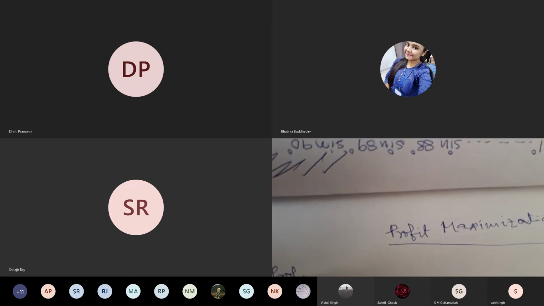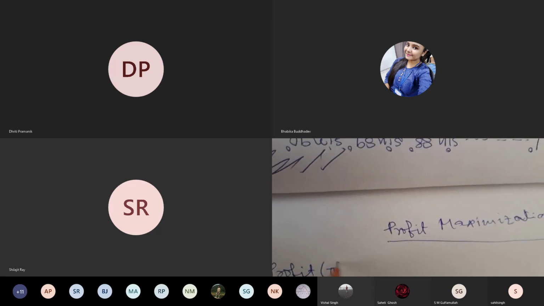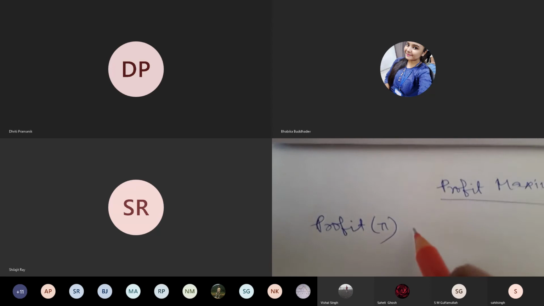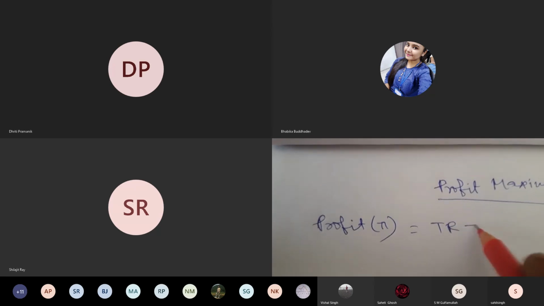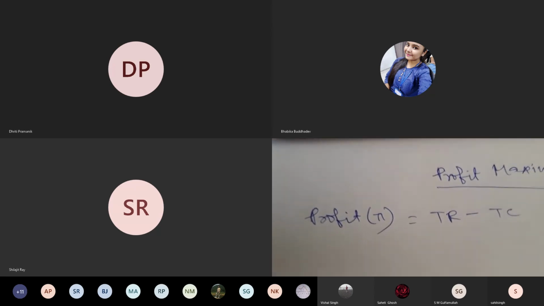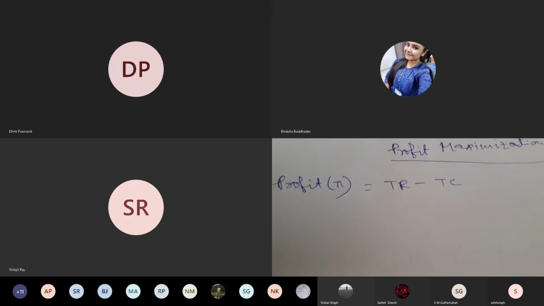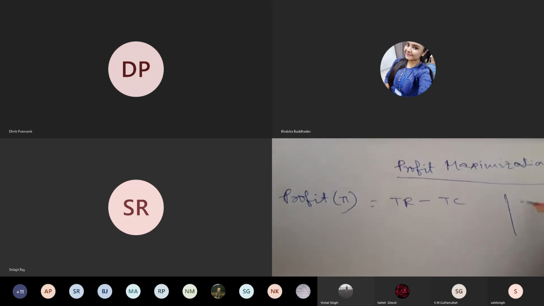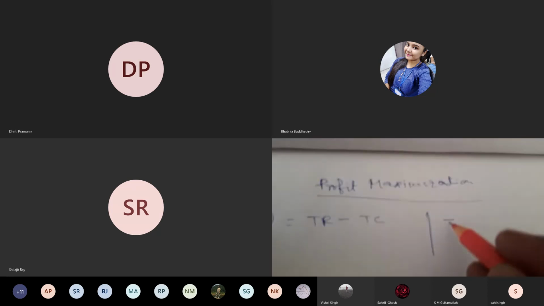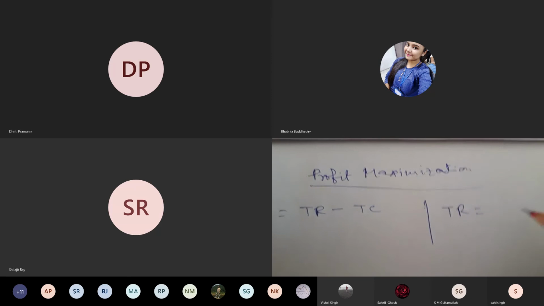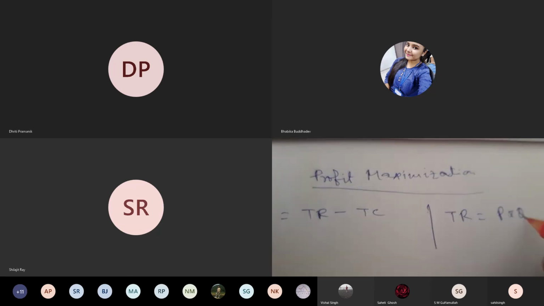If we denote profit by pi, say for example, profit is equal to total revenue minus total cost. And how is total revenue calculated? Total revenue is calculated as price into quantity.